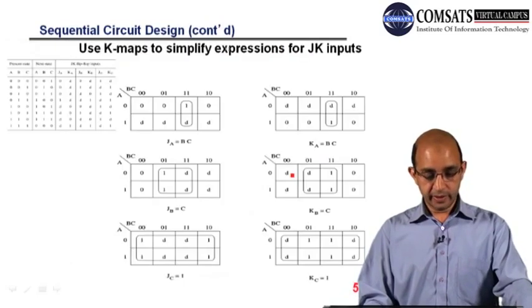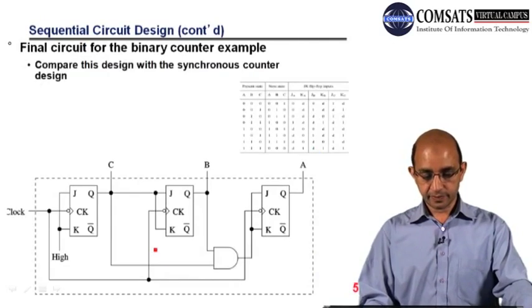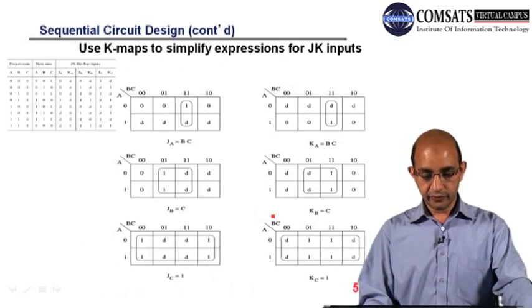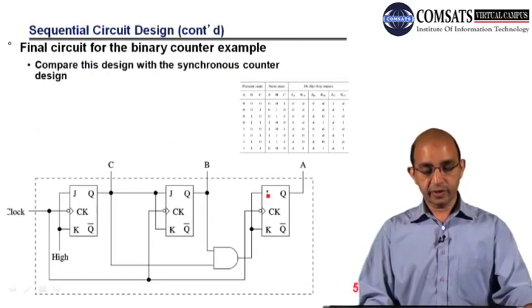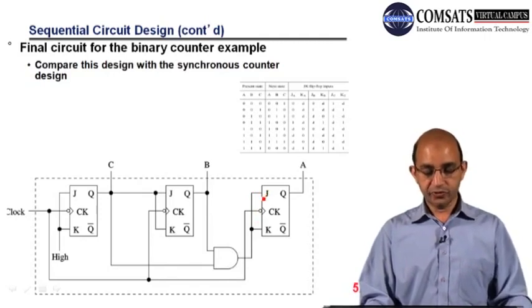If I go back, we have KA equal to BC. So here for KA, you can see we have BC, and for JA we have BC. So we have the same input for this JK flip-flop, and then we have ones here.